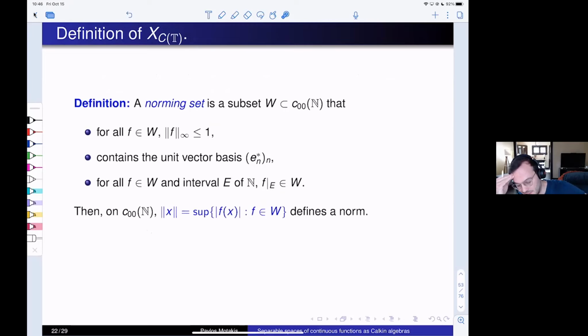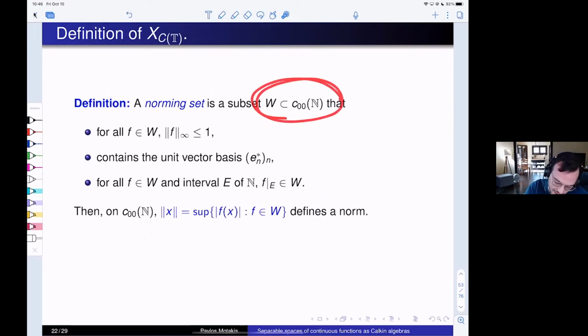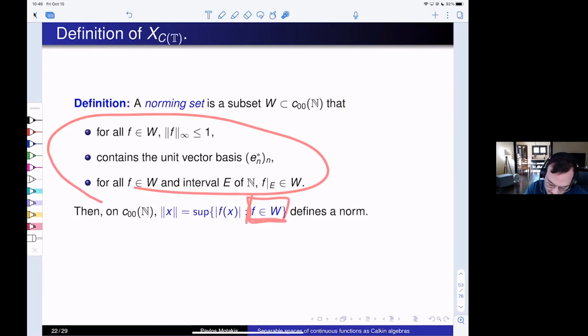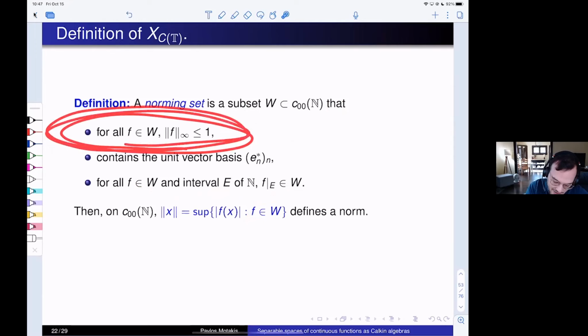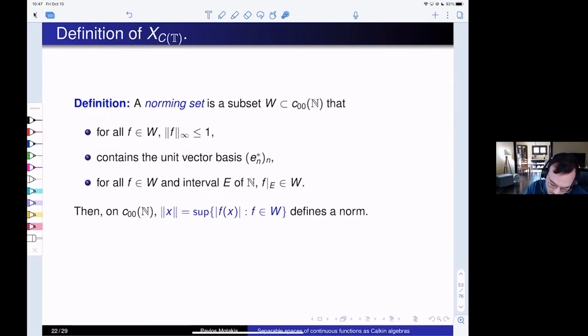So you need a norming set. So what is a norming set? You take a subset of c00, this is what the norming set is, you call it say W, and it has a bunch of elements which you want to satisfy some properties. Let's not look at these right now, but let's just look at this one maybe. It is small, it's just that the sup norm of these elements is at most one, and then you have some additional restrictions. And now using this W, you can define a norm on c00 via this formula.